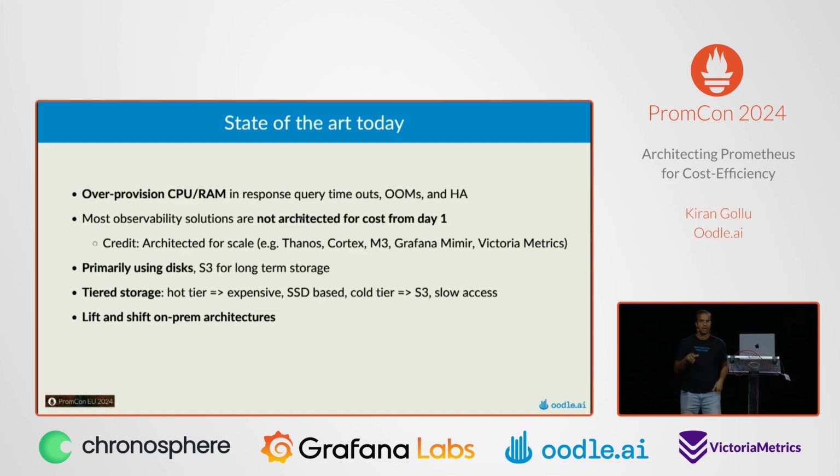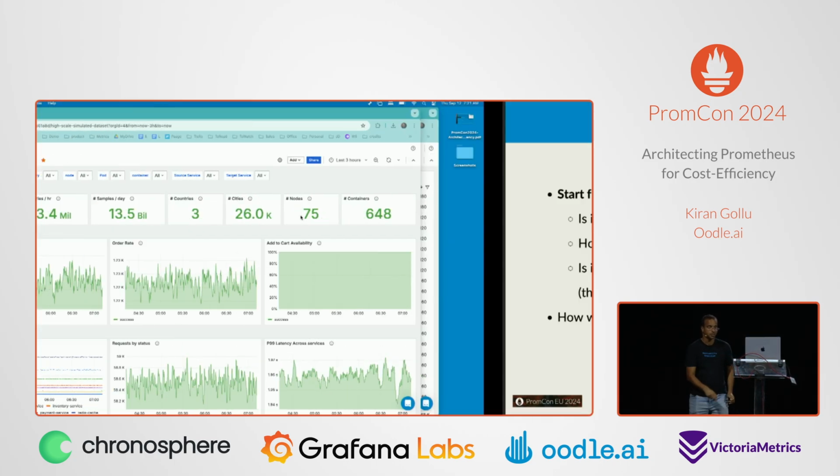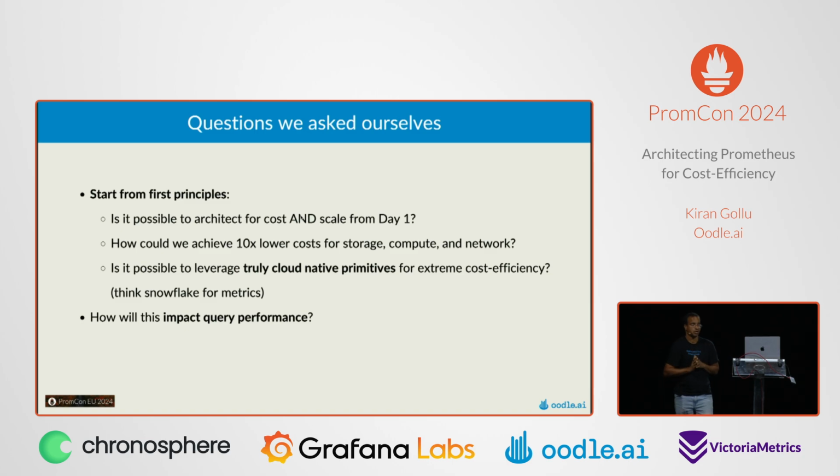And a lot of them also have tiered storage: a hot tier, which is expensive and could be SSD-based. If you store the data in a cold tier, it could be, again, S3, but access is slow. And a lot of them have the properties of lift and shift on-prem architectures. We'll also cover a demo at the end of our product, what we launched.